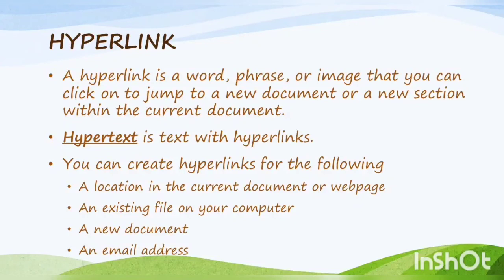Now we can create 4 types of hyperlinks. The 4 types are: a location in the current document, that is within the document itself you create a hyperlink; a web page; an existing file on your computer, that is from your Word document you can create a link so that you can open any file which is available in your computer; and a new Word document, from one Word document to the other Word document; and also an email address.